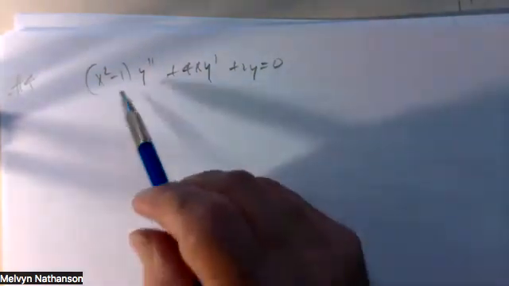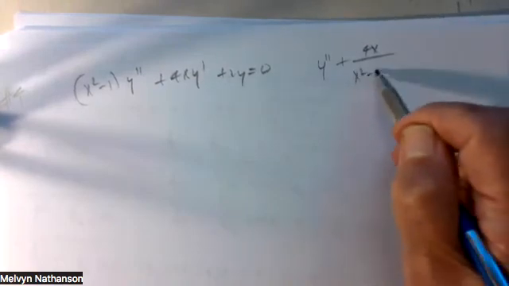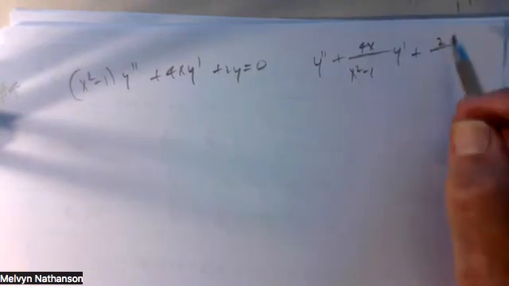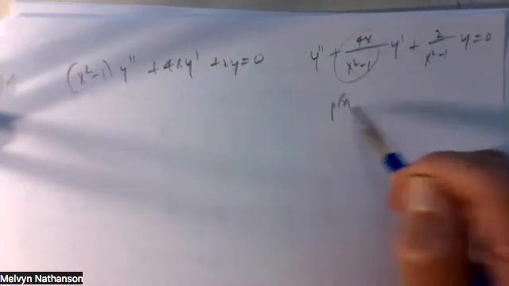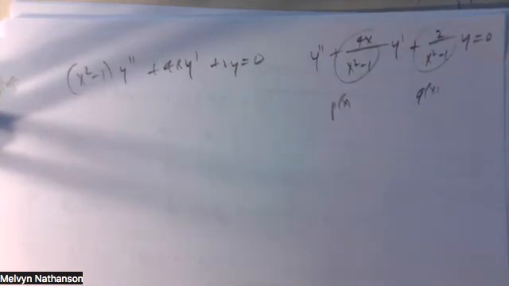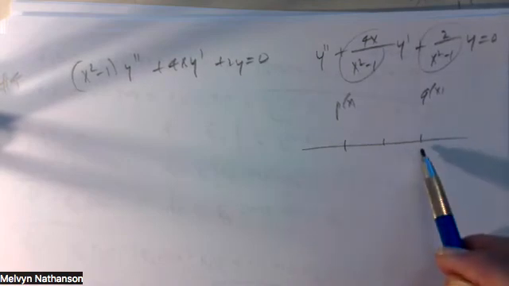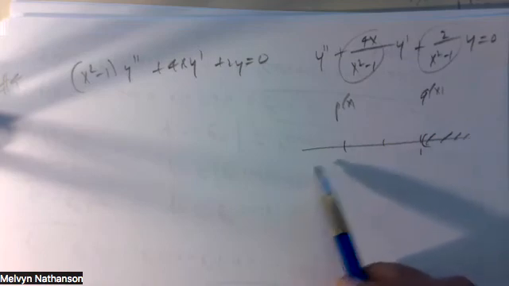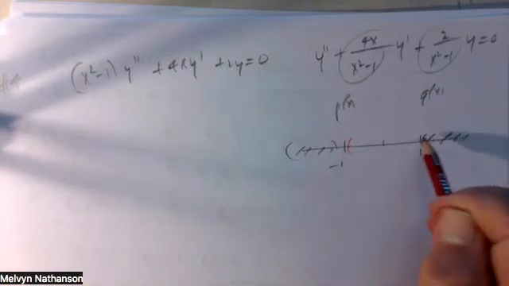If we wanted to put this in standard form, divide by x squared minus 1, you get y double prime plus 4x over x squared minus 1 y prime plus 2 over x squared minus 1 y equals 0. And this is my function p of x, and this is my function q of x, and they're not defined at plus or minus 1, but they are continuous on the open interval from 1 to infinity, the open interval from minus infinity to minus 1, and also on the open interval from minus 1 to 1. So there are 3 open intervals on which this is a very nicely behaved, well-defined second order equation.